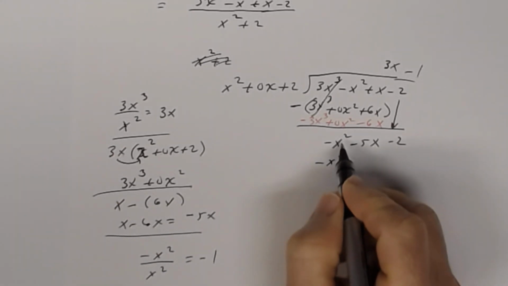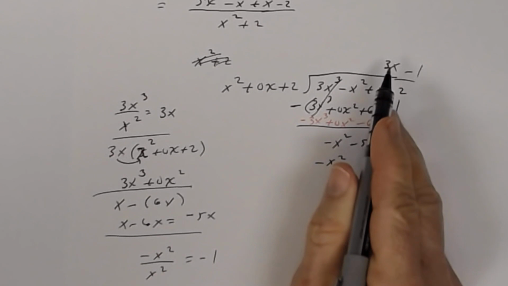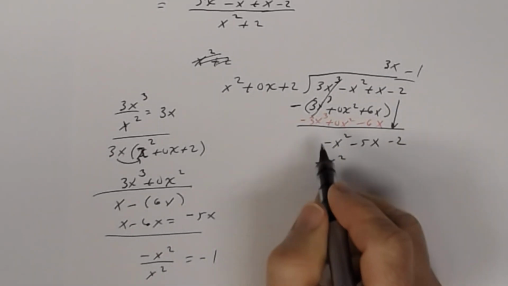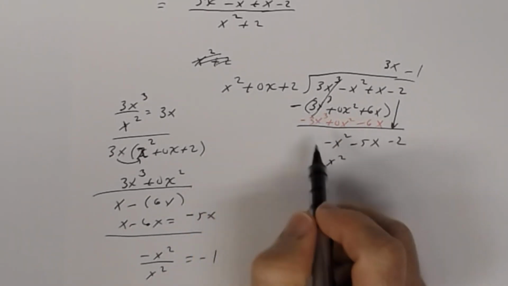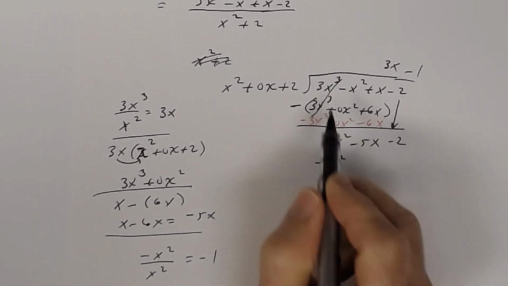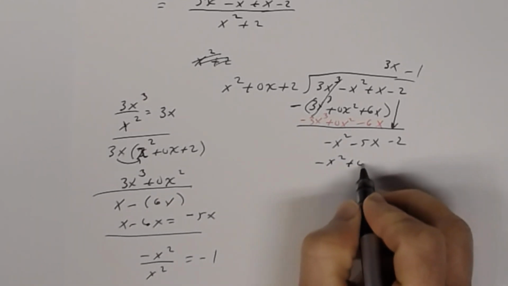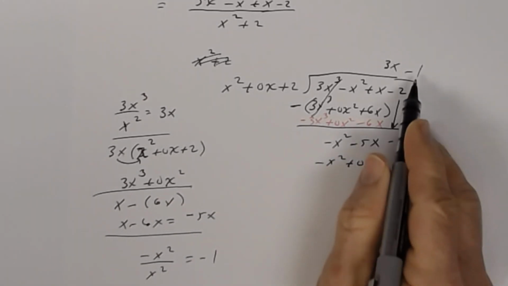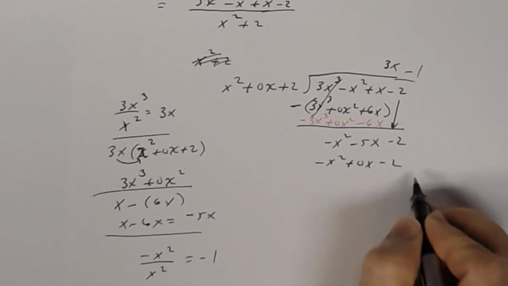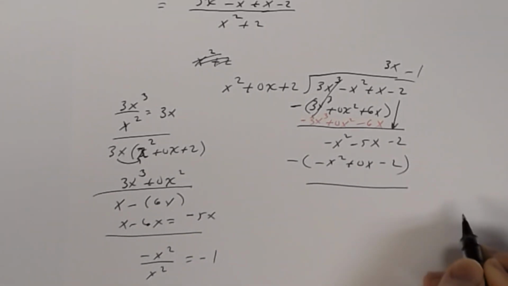So remember, if you did this correctly, then when you multiply, negative 1 times x squared better be the same as this one right here. And it is, just like it was here. Okay? And then negative 1 times 0x is 0x. And then negative 1 times 2 is a negative 2. Now remember, the next thing you're going to do is subtract.